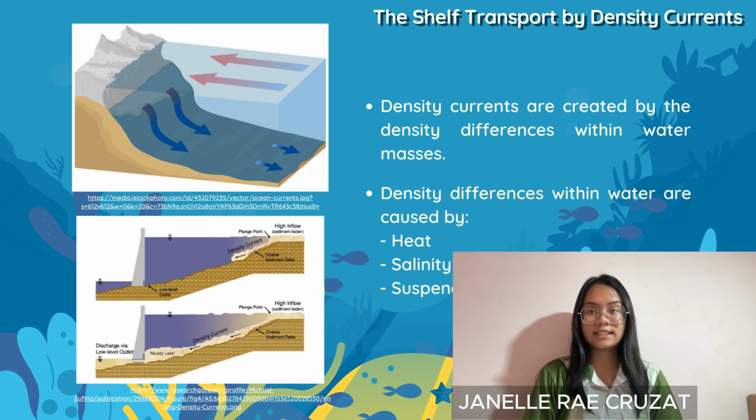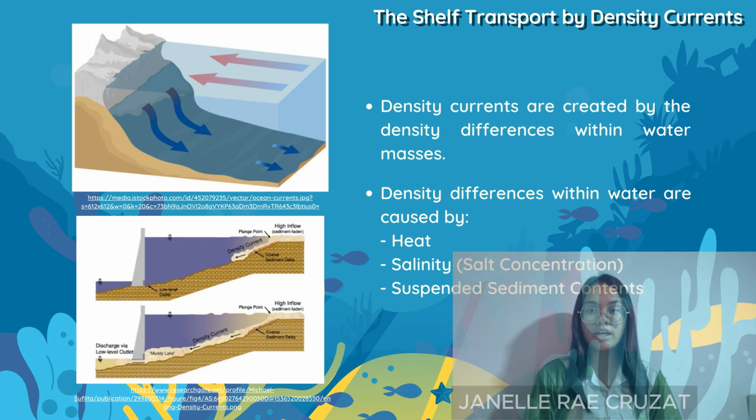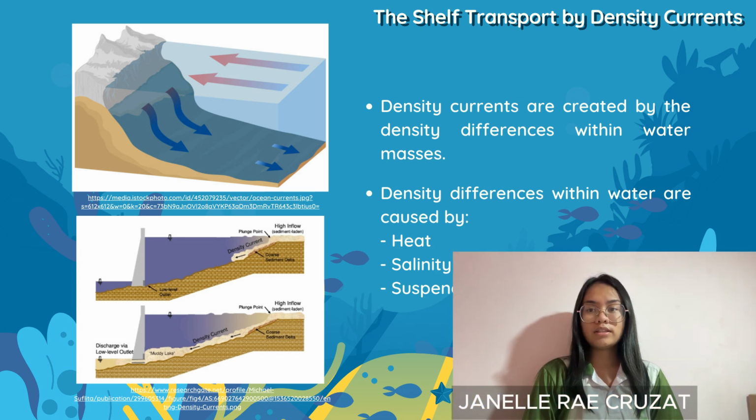These differences can arise from variations in temperature, salinity, or the amount of suspended sediments in the water. When two water masses with different densities meet, the denser water will sink below the lighter water, initiating the flow of a density current. So let's break this down further. Temperature plays a major role because cold water is denser than warm water, and as a result, when colder water comes into contact with warmer water, it sinks beneath it, generating a density current.